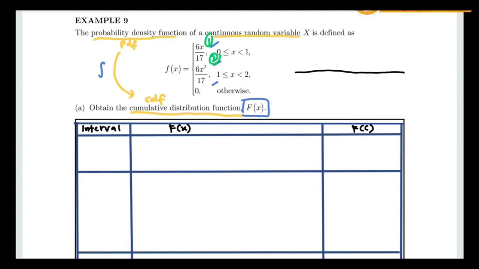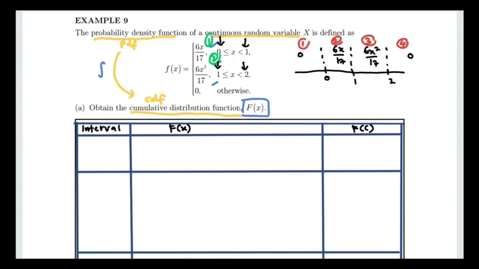So we denote all the given intervals, starting from 0 until 1, and followed by 1 until 2. Since we have two non-zero functions, this is 6x over 17, this is 6x squared over 17, and 0 otherwise. Altogether we have 1, 2, 3, and 4 intervals that we need to find the CDF for. We're going to start with the first interval.